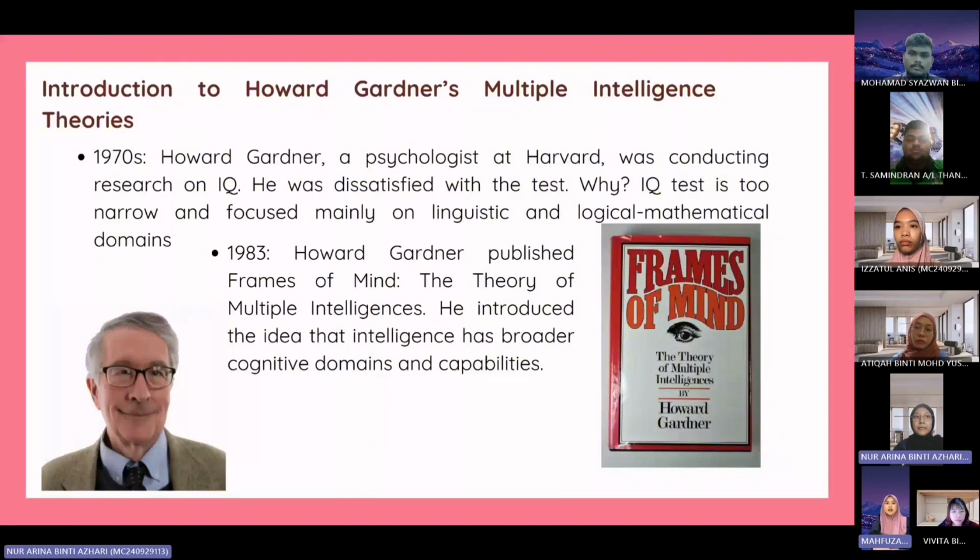Let me introduce you to Howard Gardner's multiple intelligence theory. In the 1970s, Gardner, a psychologist at Harvard, was researching IQ tests. He found them too narrow because they focused only on linguistic and logical mathematical skills. So, in 1983, he wrote Frames of Mind, the Theory of Multiple Intelligences. In this book, Gardner proposed that intelligence is not limited to just one area, but includes a broader range of cognitive abilities. This idea shifted how we understand human potential, recognizing strengths in many different domains.